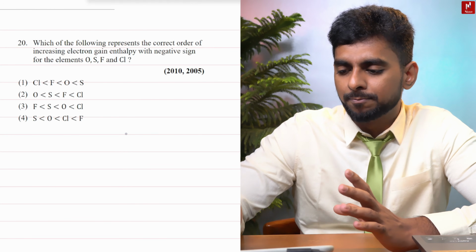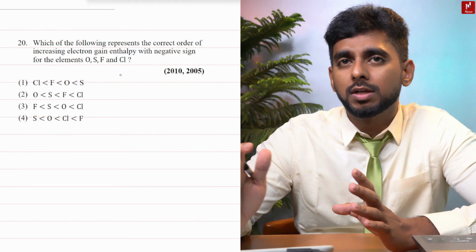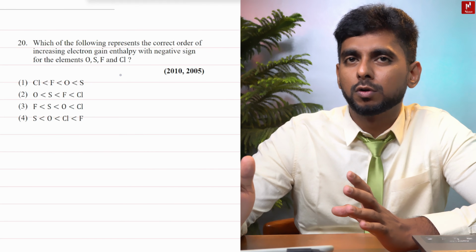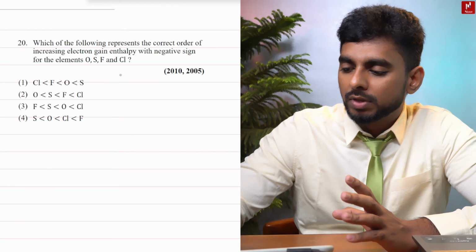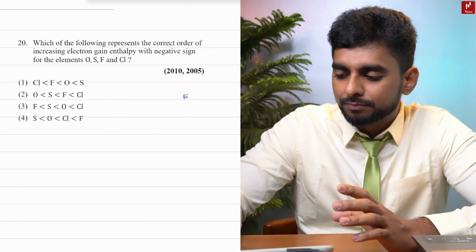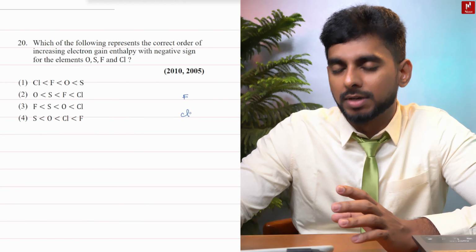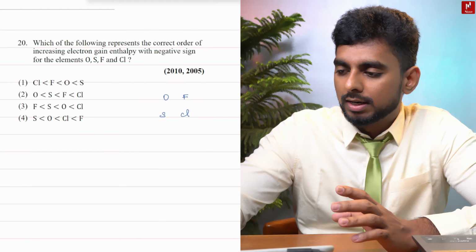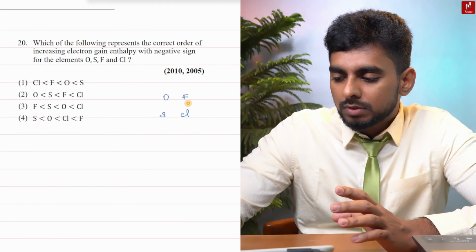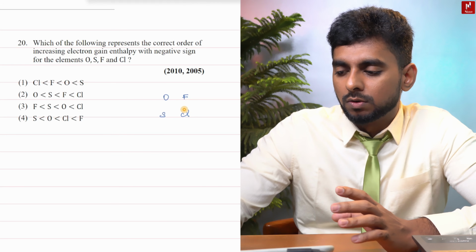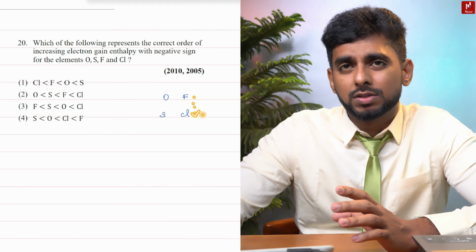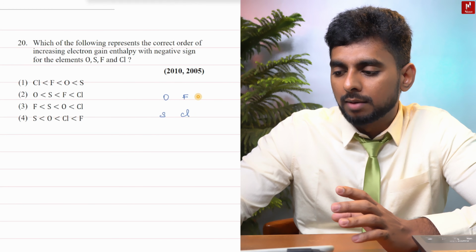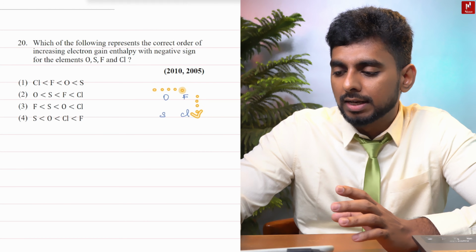I just know halogens will be towards the extreme right. Before that you would have got the oxygen family. So here you would have fluorine and chlorine on the extreme right, and before that you would have oxygen and sulfur. It has to be clear. When you look at this, down the group it has to decrease, and across the period it has to increase.